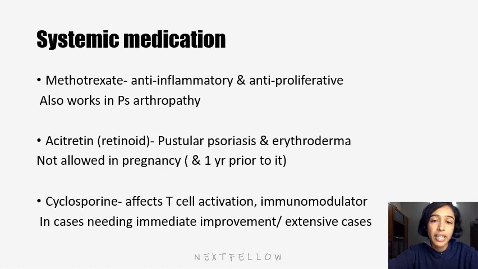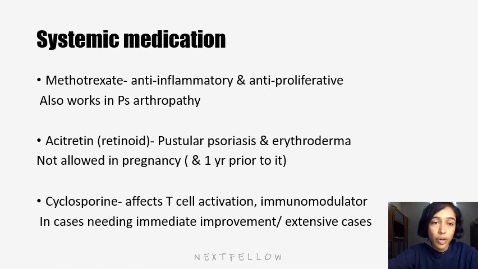Now, systemic medication. There are 3 main medications which are specific for psoriasis. They are methotrexate, acitretin, and cyclosporin. Methotrexate has an anti-inflammatory and an anti-proliferative action. It also works on psoriatic arthropathy. So that's an advantage: when you give it, it treats both the skin lesions and the joints. You have to remember to give folic acid along with methotrexate. It's given as a once weekly dosage, and it is contraindicated in pregnancy.